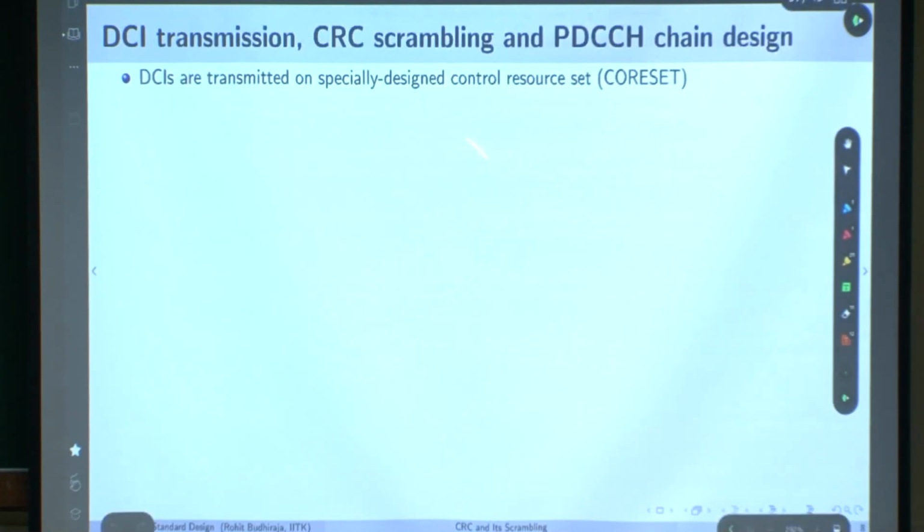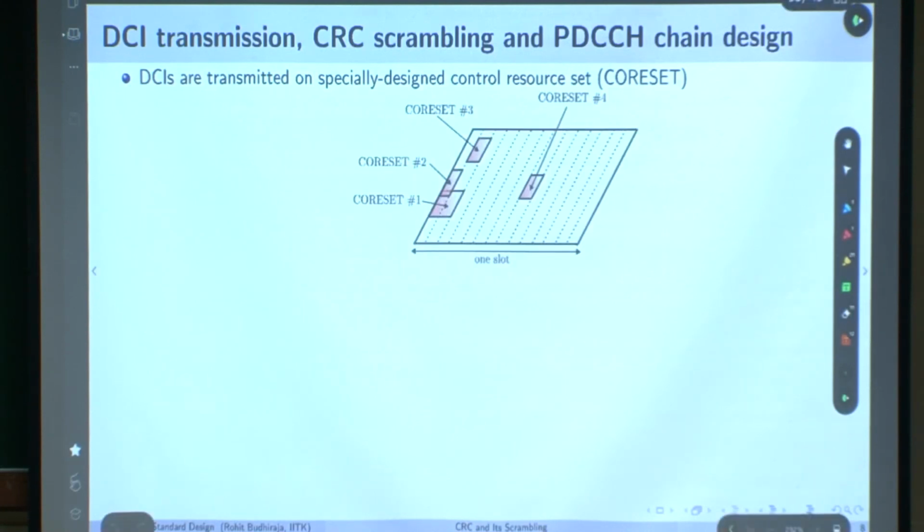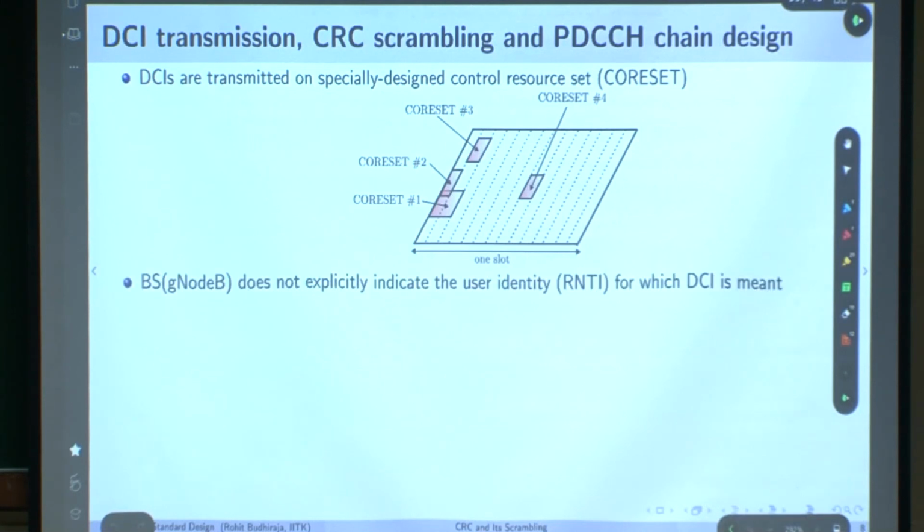DCIs are transmitted on a specially designed control resource set. That's what we have said. Coming again to the picture: the base station does not explicitly indicate the user identity for which the DCI is meant. It is not telling any user whether its DCI will be scheduled or not. The way it is told is basically by scrambling, and the user has to do these blind decoding attempts. It's not explicitly indicated to the user. The only way the communication can happen is through scrambling.